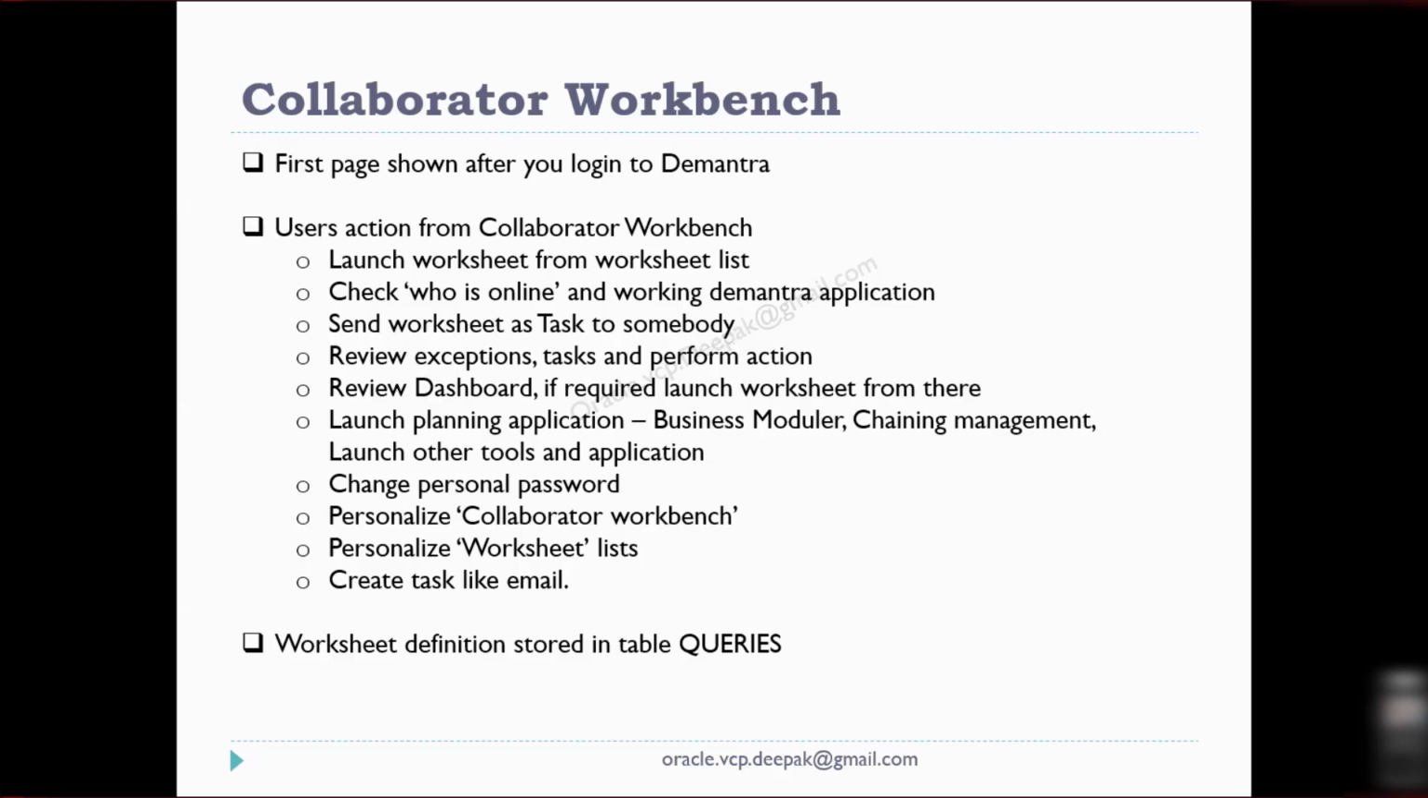Then you can review the exceptions, tasks, perform actions. So typically these are manager's actions, like what are the exceptions wherever I can see the forecast is more than 50%, 100%. Show me that many records only. If the forecast change is less than 50%, don't show me that record. So that kind of exceptions can be entered.